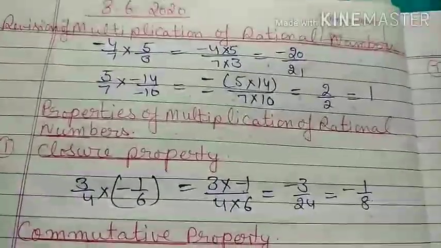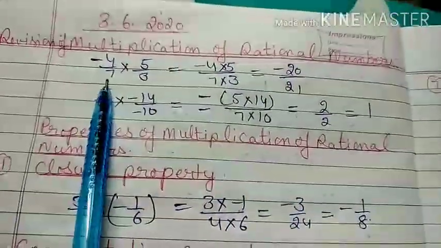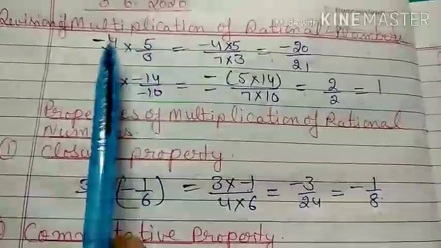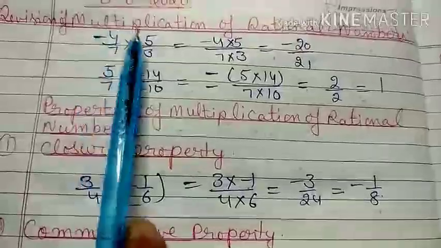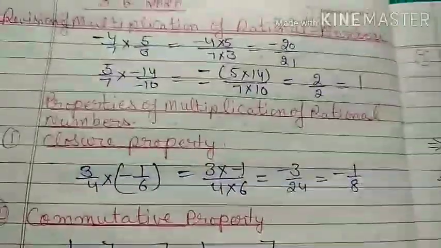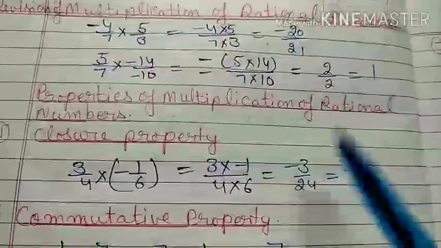Okay, first, what is the multiplication of rational numbers? Multiplication of rational numbers means if you have two rational numbers given to you, you have to multiply numerator with numerator and denominator with denominator to find the result of the multiplication of two rational numbers.